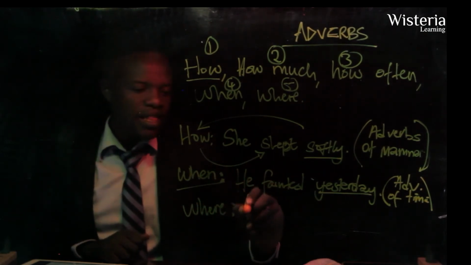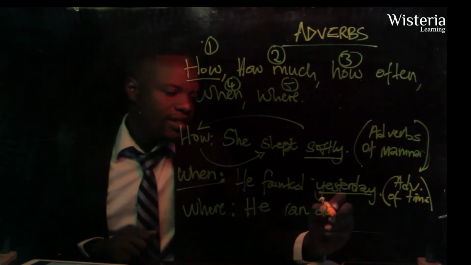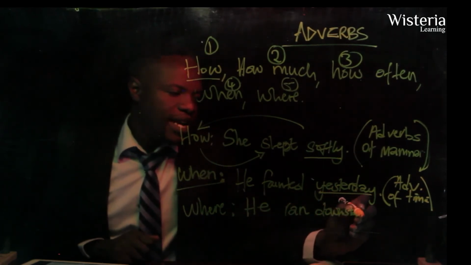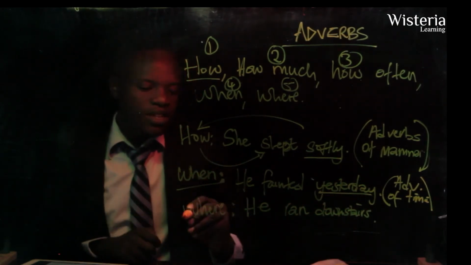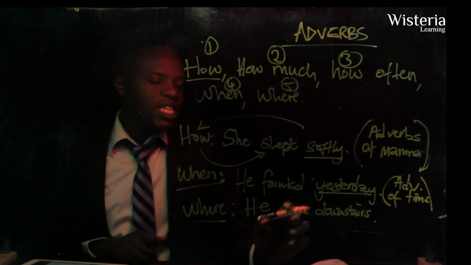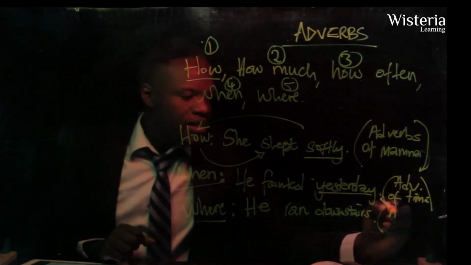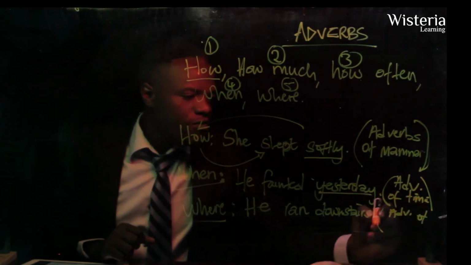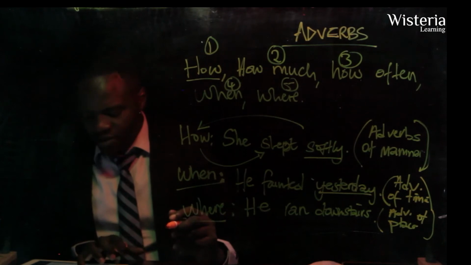We can say that he ran downstairs. Okay, downstairs. The question again we are answering is where. Where did he run? He ran downstairs, which makes this an adverb of place.